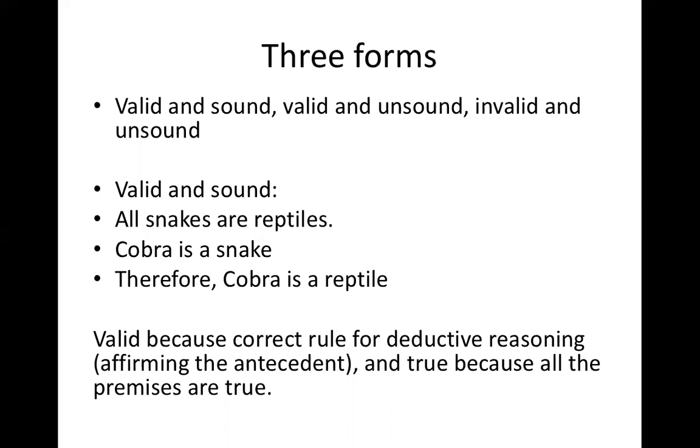Now, valid and sound is when the argument is valid and the information in the argument is also true. Then we have valid and unsound. Valid and unsound is when the argument is valid, that is, the relationship between the premises and the conclusion is correct, but the information in the argument is false. So it is valid and unsound. Then we have invalid and unsound. Now, we just saw a valid argument that is also sound. All men are mortal, Peter is a man, therefore Peter is mortal. Now let's look at this one, valid and sound. All snakes are reptiles. Cobra is a snake, therefore cobra is a reptile.